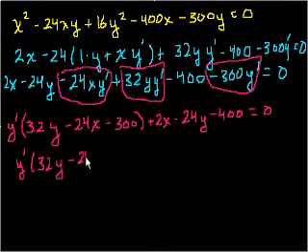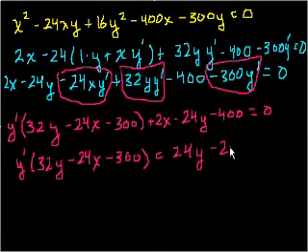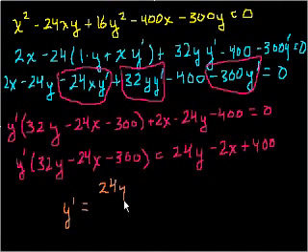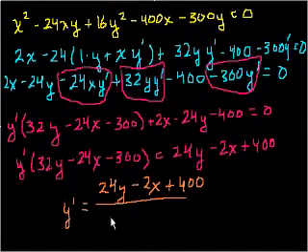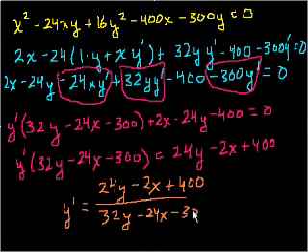32y minus 24x minus 300 is equal to, put all of these on the right hand side, so you get, I'll switch the order, I like to put the positive numbers first. 24y minus 2x plus 400, right? And then divide both sides by this, and we get y prime, or the derivative with respect to x, is equal to 24y minus 2x plus 400, all of that over 32y minus 24x minus 300.